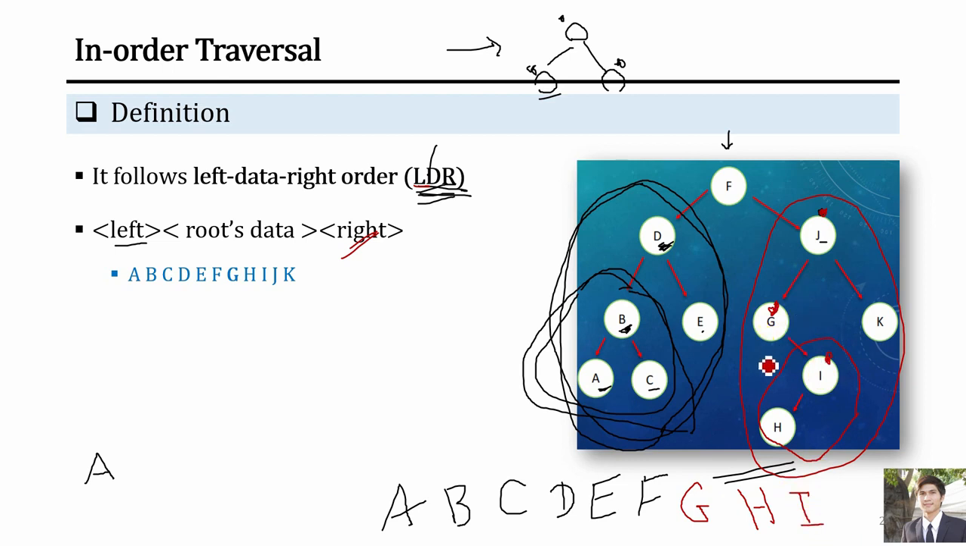So now we have finished this side. Left is finished based on the rule here: left, root data, and right. It means that now we should access its root. Based on this subtree, the root is J, right? So after I, we get J, and finally the last node here, which is K. This is how our method accesses our data using Inorder.